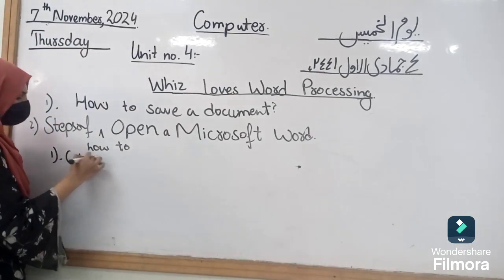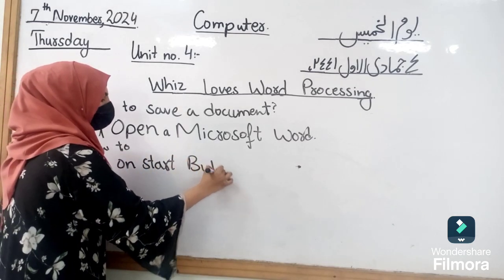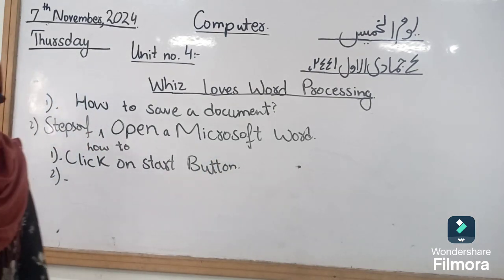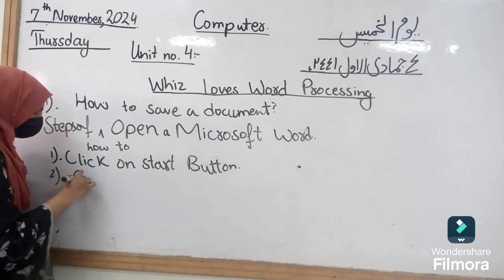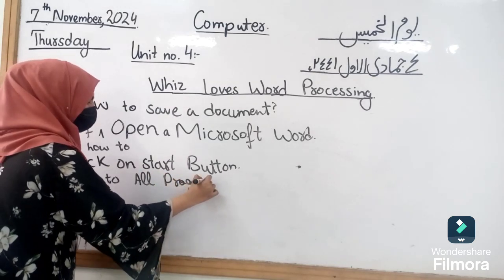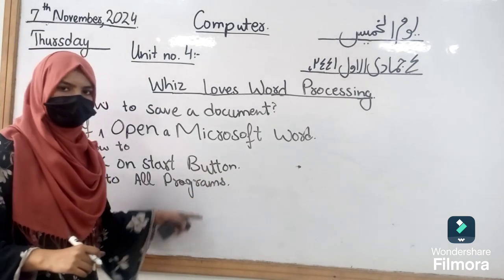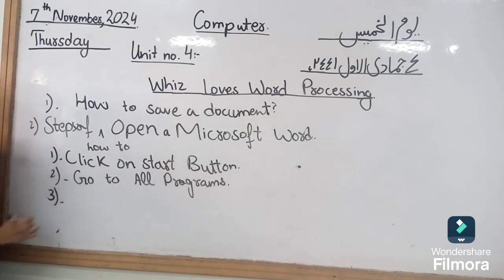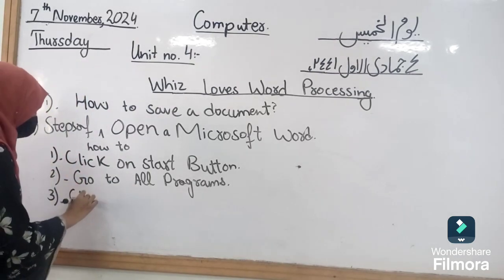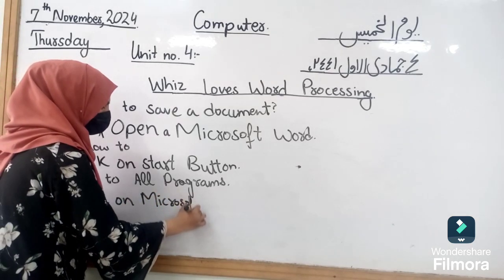So the first step is to click on the Start button. You all know that when we click on the Start button, a menu will appear on your screen, and you need to go to All Programs. Students, when you click on All Programs, another command will appear on the screen in which you can see the Microsoft Office folder. So you need to click on Microsoft Office.